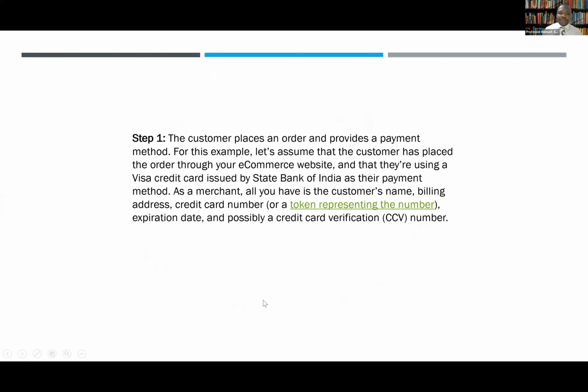Okay. So what are the steps? We went over the steps in great detail on the other part, but there are some key elements that I want to highlight here that we do every day, but many of us may not be aware that this is actually part of the administration back end. The customer places an order and provides a payment method.